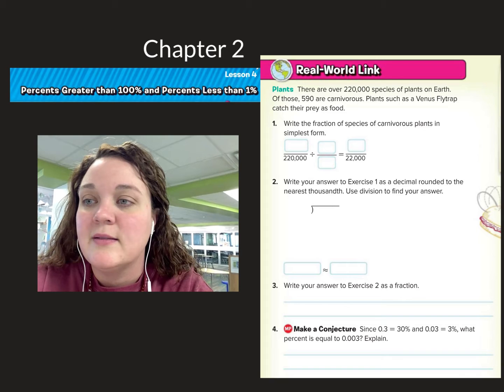All right, so we would have 590 over 220,000. I could divide both by 10 to get 59 over 22,000. Then I need to do the top, 59, divided by the bottom, 22,000, to get my answer. So here's what I'm going to have. A decimal there.